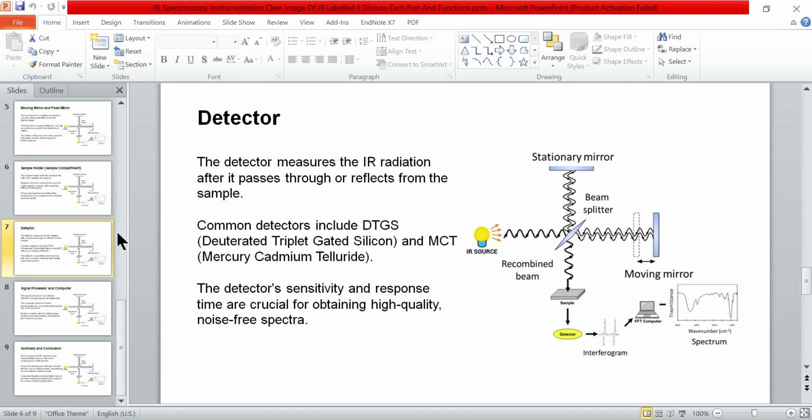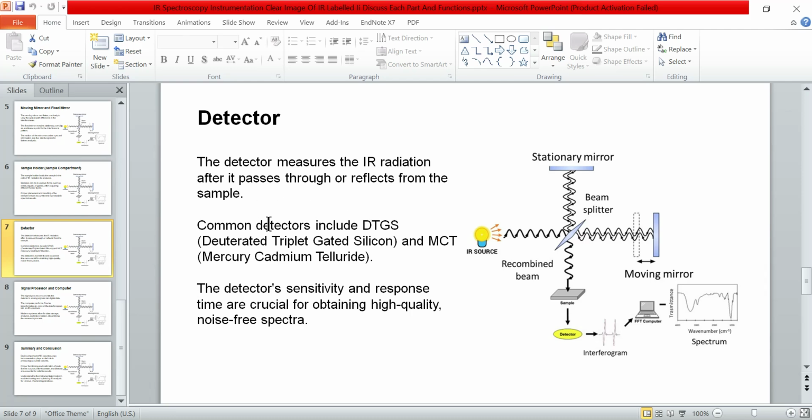After that, we will discuss the detector. The detector is also very important in IR spectroscopy. The detector measures the IR radiation after it passes through or reflects from the sample. When the radiation reflects from the sample, it comes towards the detector, which detects the radiation. It then gives an interferogram, which goes towards the computer and gives us an exact spectrum.